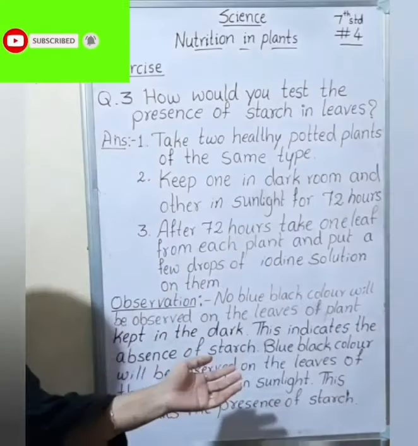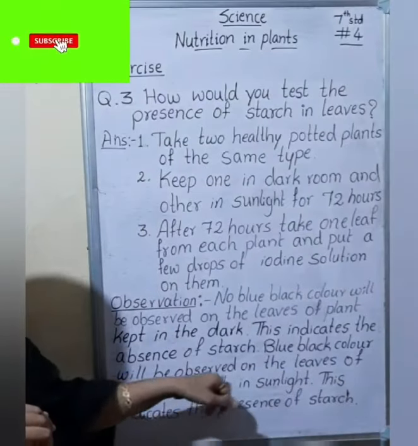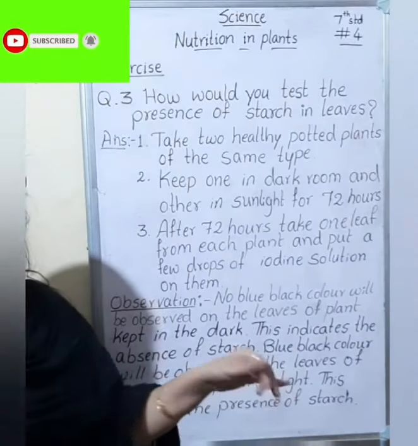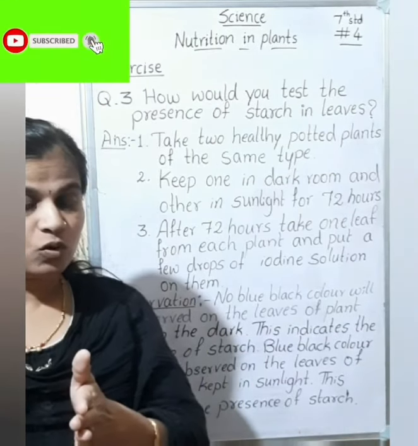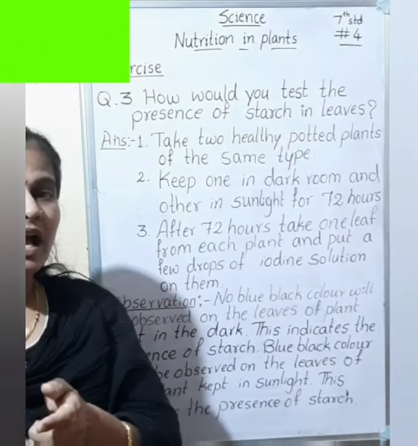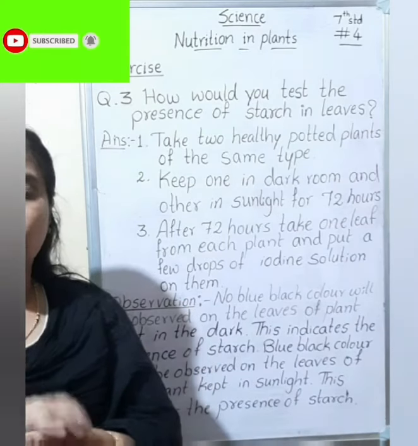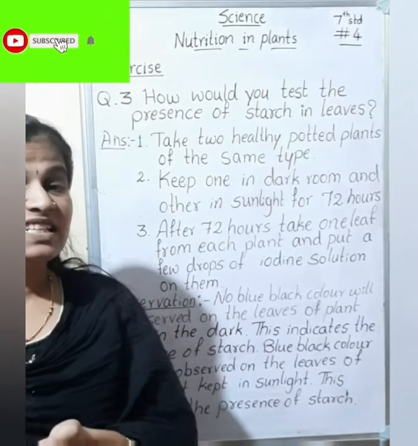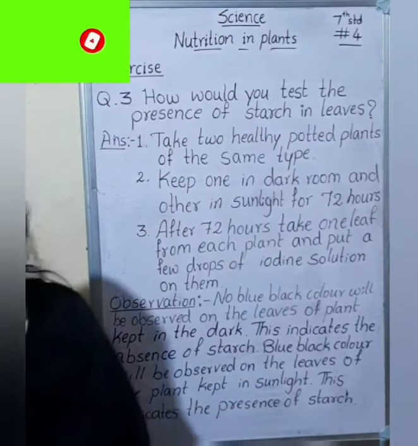Okay, so next, what indicates blue black color will be absorbed on the leaves of the plant kept in sunlight. So we have taken one leaf from the plant which was kept in the sunlight also, right? So this leaf shows blue black color as we add iodine solution on it. This blue black color indicates that the photosynthesis process took place over there and starch is formed. Okay, and this indicates the presence of starch.